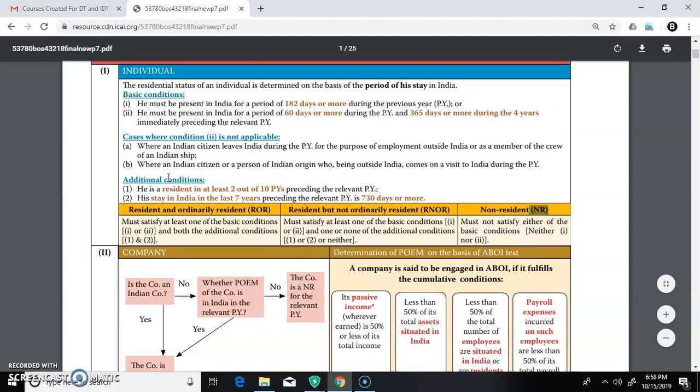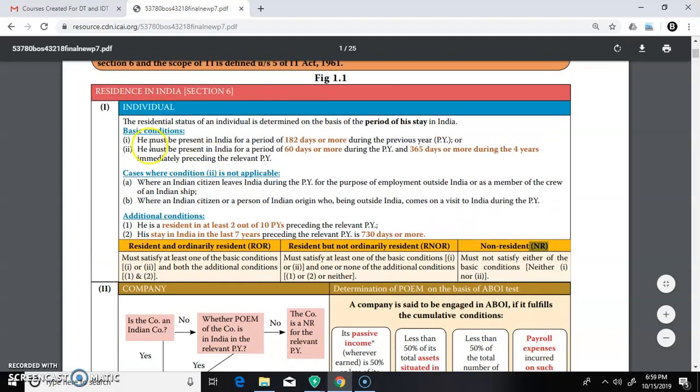So, who is a resident and ordinary resident? Now, he is satisfying 1 and 2 in the basic condition. And in the additional condition, he is satisfying 1 and 2. If that be the case, he is a resident and ordinary resident.